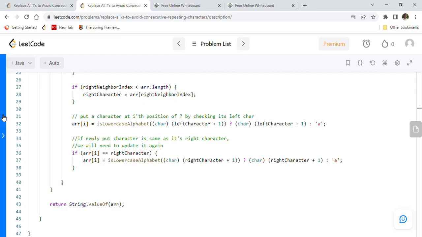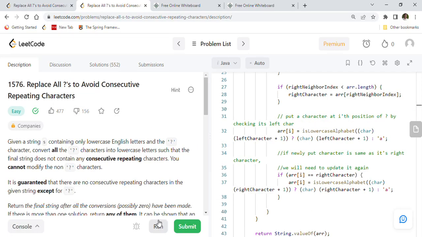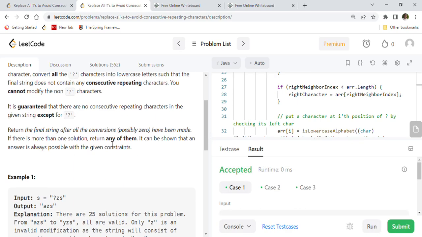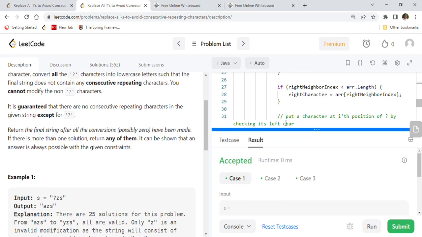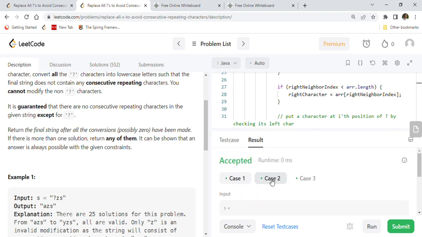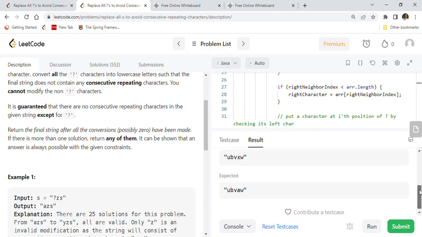So we are going to run this code and make sure it gives us correct answers. So as they said that there are multiple possible answers, so our answers may not match with their answer, right? Because they can have different answers. So here their answer is AZS, our answer is also AZS, right? Okay, so they are matching. Here our answer is UBVXW, their answer is different, but both answers are correct, right? Because they already told us that there can be more than one solution. You can return any of the solutions.